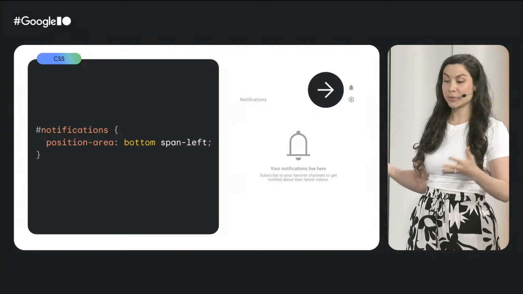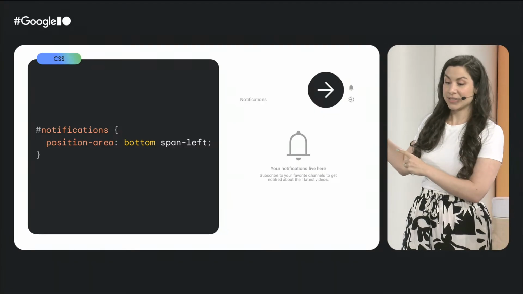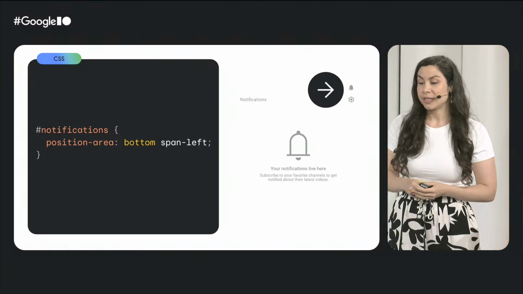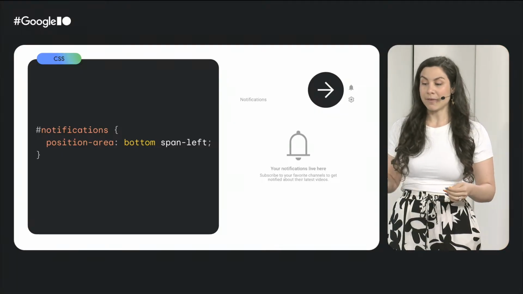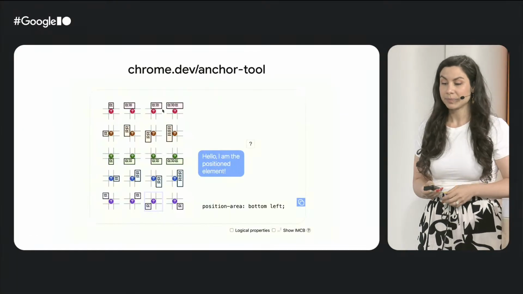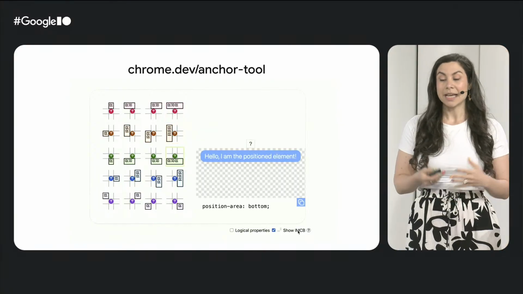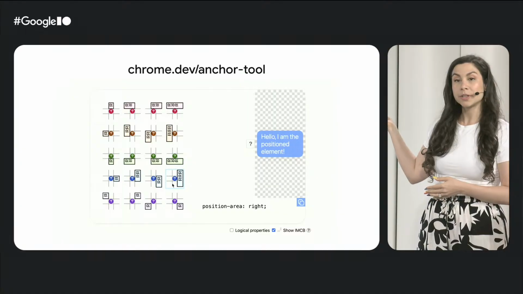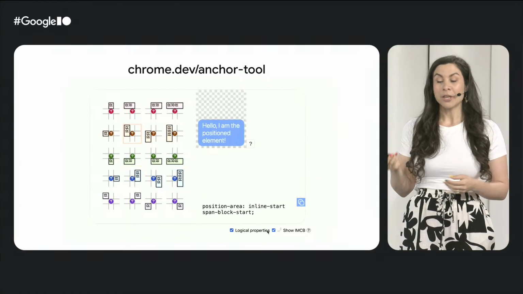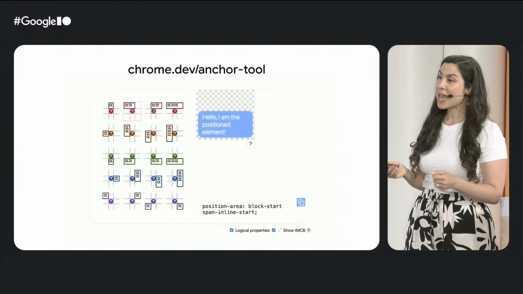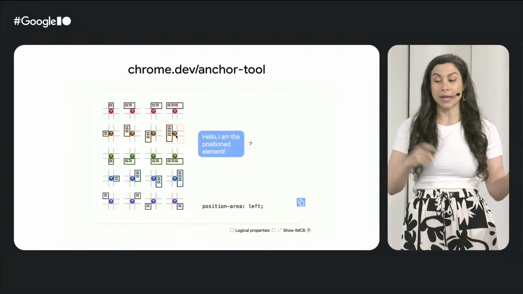Now, all we need to do to position an anchor is use one line of CSS, like you see here. So here we're using position-area: bottom span-left, which is positioning at the bottom of that anchor and spanning towards the left. This language is pretty straightforward for positioning and spanning grid lines. And to make it even easier, I built this tool for you as a reference, which you can find at chrome.dev/anchor-tool. You can also switch to logical properties instead of the directional values, to accommodate for writing modes.